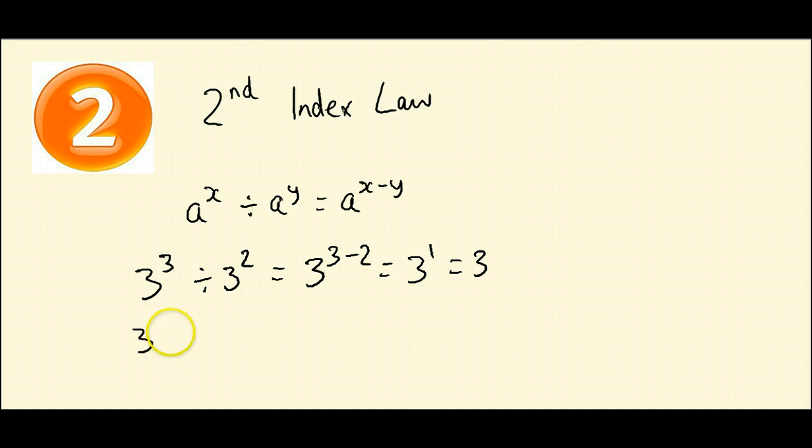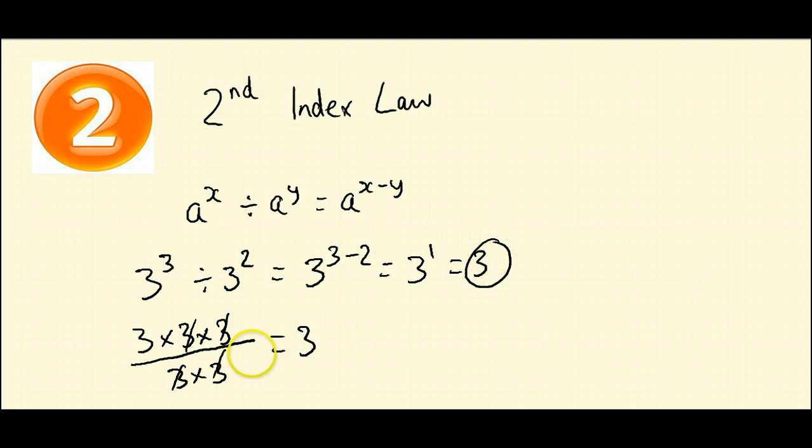3 to the power of 3 equals 3 times 3 times 3, and 3 to the power of 2, if we're dividing it, so I'll put it underneath here, is 3 times 3. Now, by simple cancelling, we can cancel out most of those 3s, and we're only left with one 3 at the end, which is what the index law told us as well, that we just have 3 at the end. So we can see this index law works well.